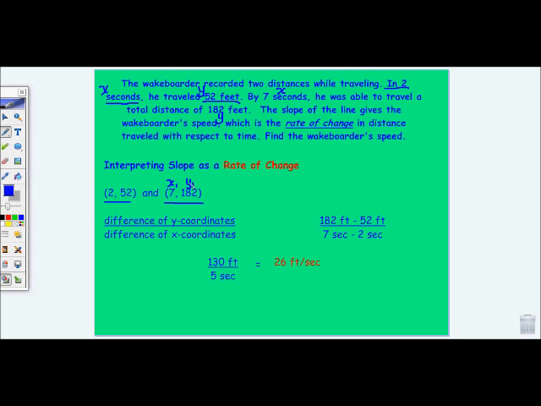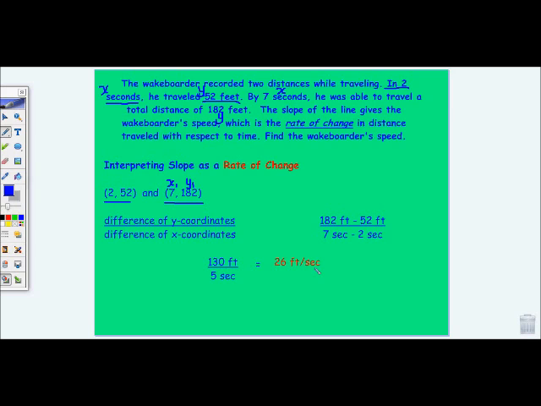So if I do 182, go to this set of coordinate points and find the y, I get 52. 182 minus 52. If I start here, I'm going to get 7 seconds because x was my time, and I'm going to subtract 2 seconds. 7 minus 2. When I do the math there, I'll get 130 feet, and that'll be in 5 seconds. That means that the wakeboarder was traveling at 26 feet per second.